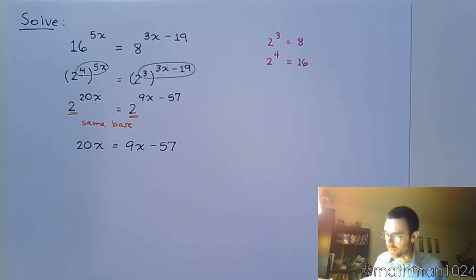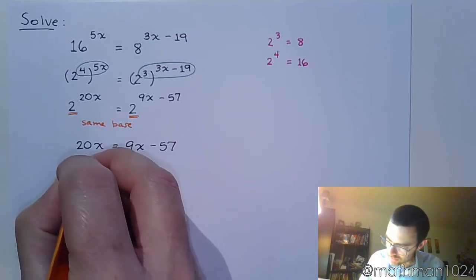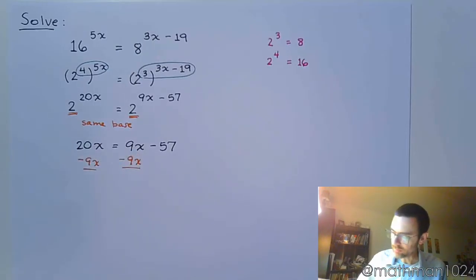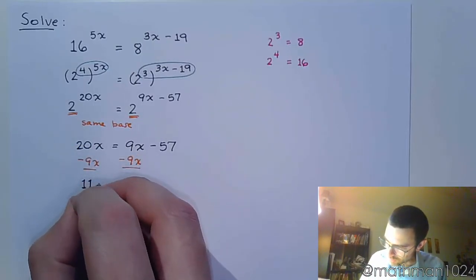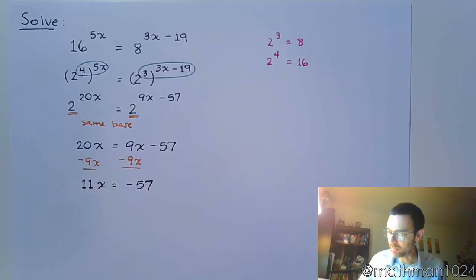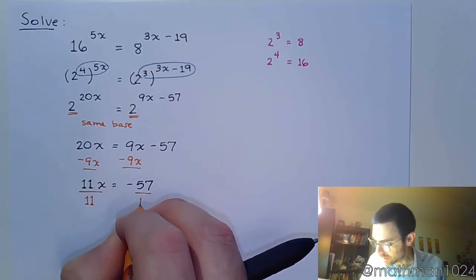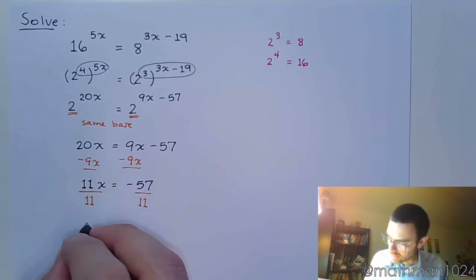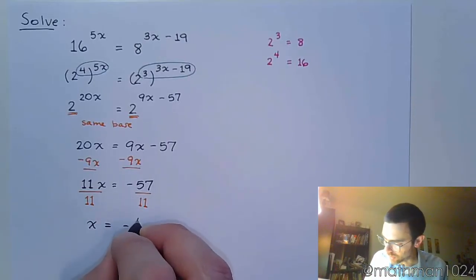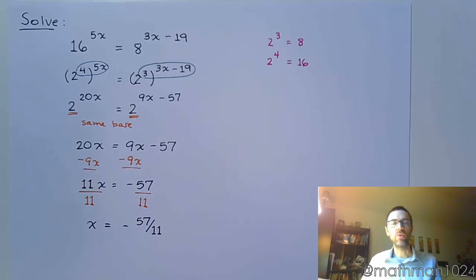So to solve this, we're just going to subtract 9x. And we have 11x equals negative 57. Don't forget there's a negative connected to that. And then we divide both sides by the coefficient, and x equals negative 57 over 11. You can try to simplify this if you want to, but it's just not going to happen.